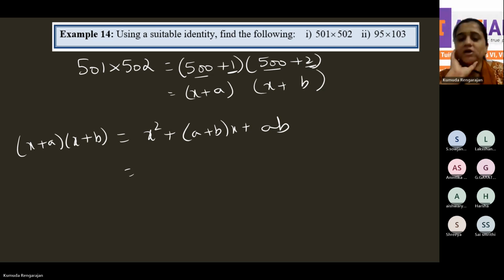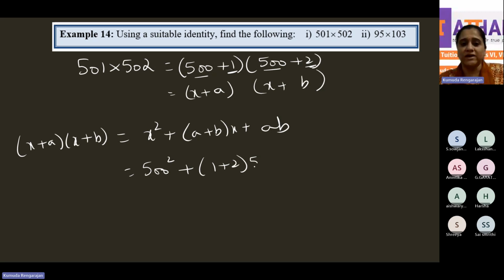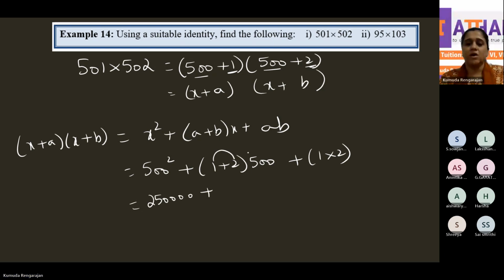2. Yeah, 2. So it will be 500 squared plus a plus b, 1 plus 2, of x. Don't write x, write 500, plus ab, 1 into 2. So 5 square is 25 followed by 4 zeros, plus 1 plus 2 is 3, 3 into 500, plus 1 into 2, 2. Find the sum.